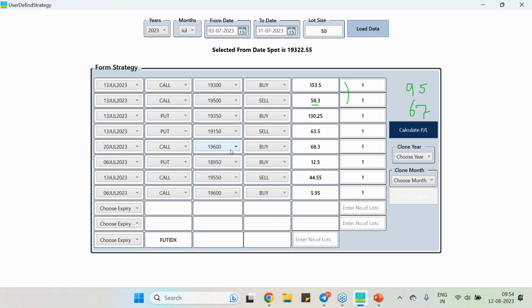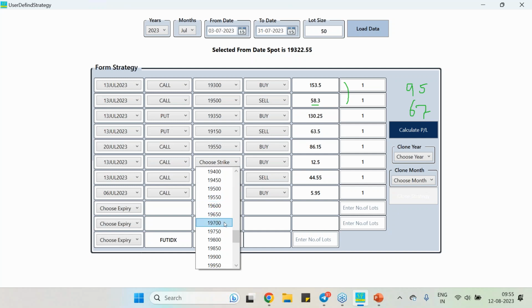How much do we require? 75. So 75 will never come, so we will go slightly below 19,550. Here we are getting 86 rupees. And here on the call side we also have to hedge, so we'll go for the 13th July call, say 19,650, just for hedging.